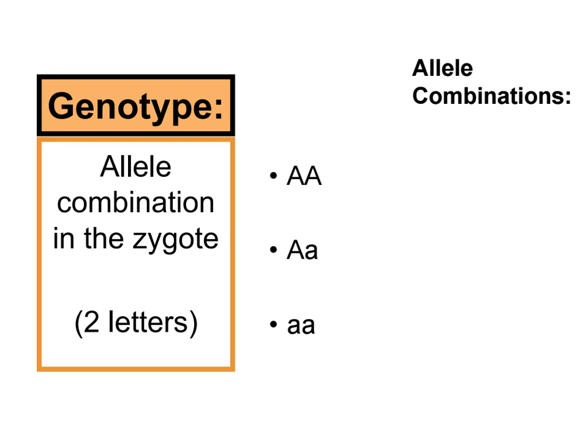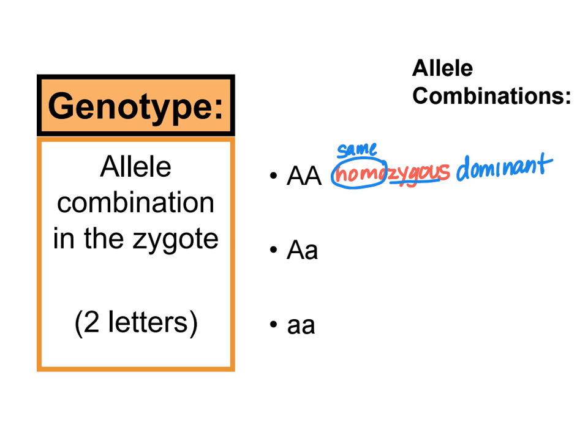After fertilization, we have two alleles, one from mom and one from dad, and we refer to this allele combination as a genotype. Because these alleles could be dominant or recessive, and because we get one from mom and one from dad, there will be two letters in the genotypic combination. If the zygote gets two dominant alleles, it will be a homozygous combination. The prefix homo means same, and zygous means in the zygote, which means the same alleles in the zygote. And because these are both dominant, this is called a homozygous dominant genotype.